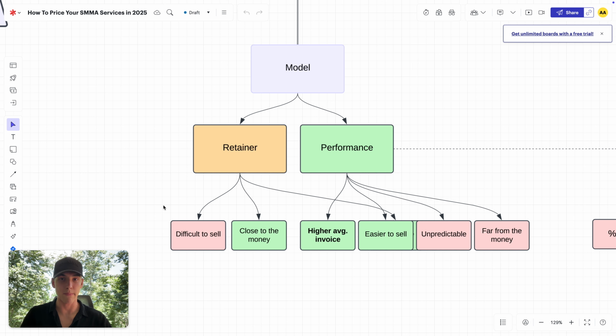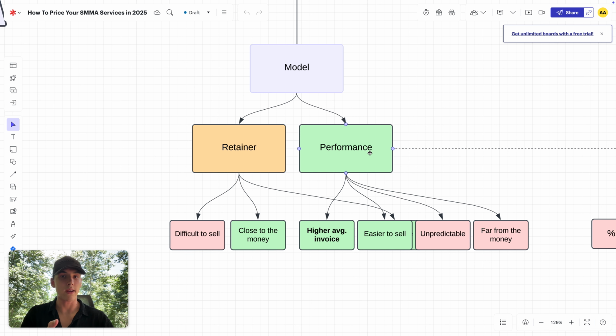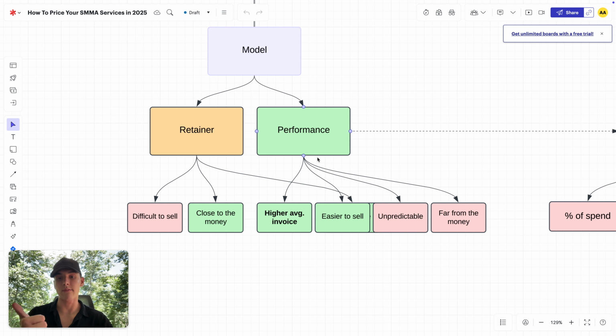So if you deliver a bad service, the client still has to pay you, and there is nothing that stops you from basically taking their money and running. So they have all the risk in such a scenario, while on a performance model, you have higher average invoices and it is easier to sell, but it is unpredictable and it is far from the money. So far from the money is just the opposite of close to the money. It takes at least a month for the money to hit your bank account because you have to actually deliver some results to charge a performance on those results. And it is unpredictable because it goes up and down every single month.